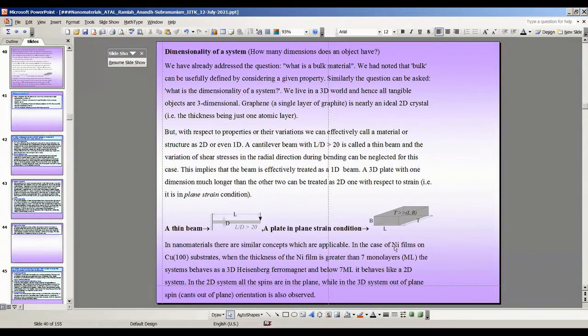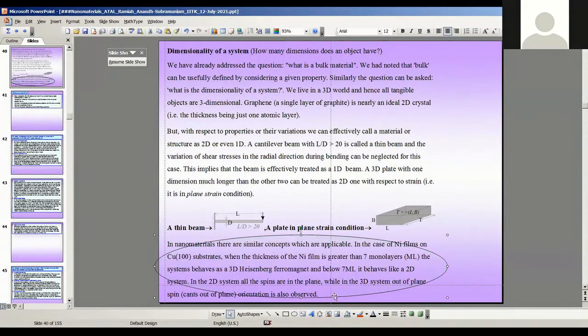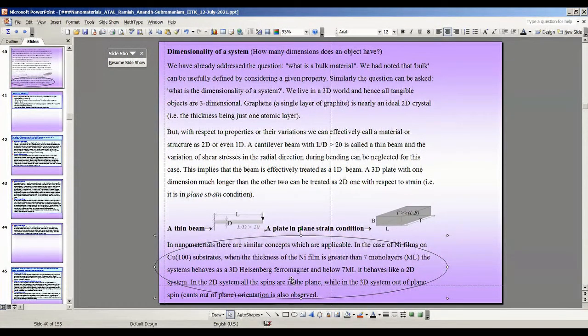And there are interesting examples in nanoscale materials. Like for instance, suppose I grow nickel films on copper substrates, the example below. I would note that when the layers are very thin, and you can note here nickel is ferromagnetic while copper is not, then up to 7 monolayers, all the spins are in plane. That means it behaves like a 2D ferromagnet.